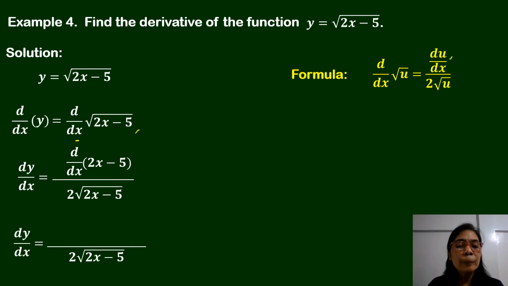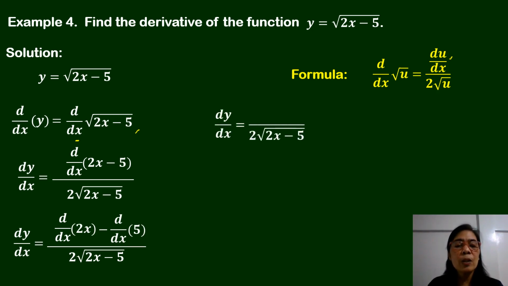Then we simplify. We just copy the denominator, and for the numerator we have the derivative of 2x minus 5. The function following the derivative contains two terms, so we apply the derivative of sum, which is the derivative of the first term minus the derivative of the second term. Simplifying further, the derivative of 2x is 2 times the derivative of x with respect to x, and that is equal to 1. So we have 2 minus the derivative of 5 with respect to x. Since 5 is a constant, that will give us 0. We just copy the denominator.